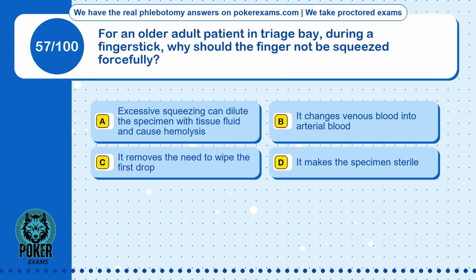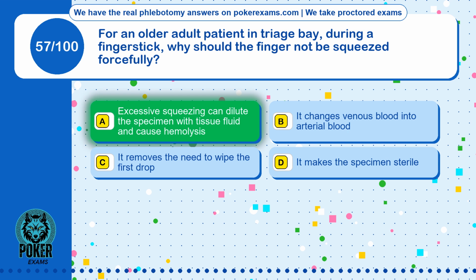Question 57. For an older adult patient in triage bay, during a finger stick, why should the finger not be squeezed forcefully? Option A. Excessive squeezing can dilute the specimen with tissue fluid and cause hemolysis. Option B. It changes venous blood into arterial blood. Option C. It removes the need to wipe the first drop. Option D. It makes the specimen sterile.